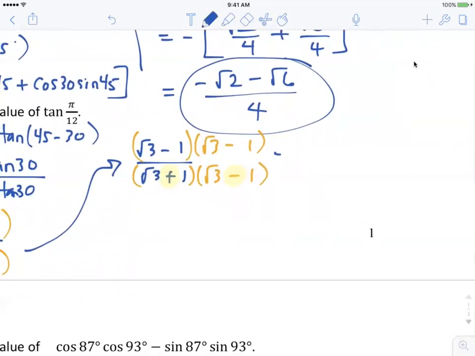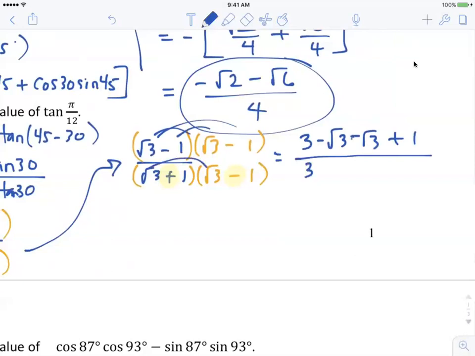Let's just go right here. Root 3 times root 3 is 3. Outside is negative root 3. Inside is negative root 3. And then the last is negative 1 times negative 1, positive 1. Okay. And then we'll do the same thing on the bottom. We're going to FOIL. Root 3 times root 3 is 3. Now notice here the outsides and the insides cancel because you get a negative root 3 and a positive root 3. So we don't even have to do those. And then 1 times 1 is negative 1. Okay.